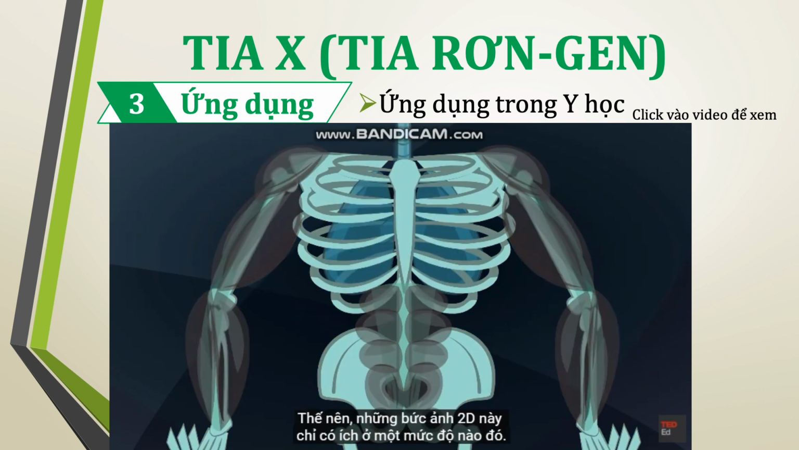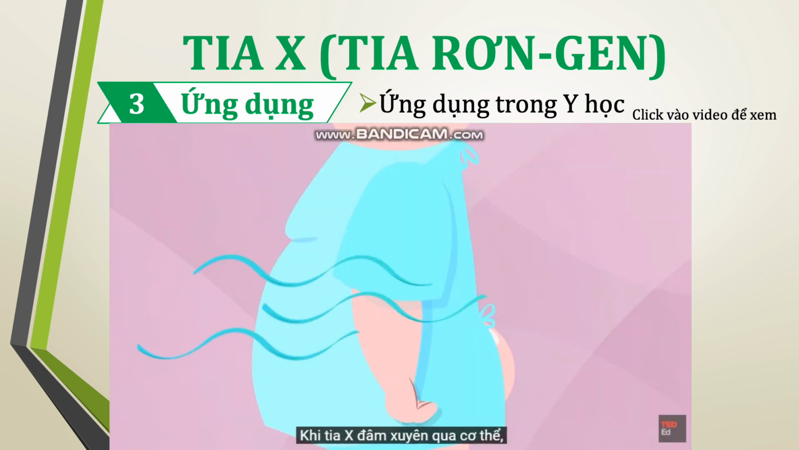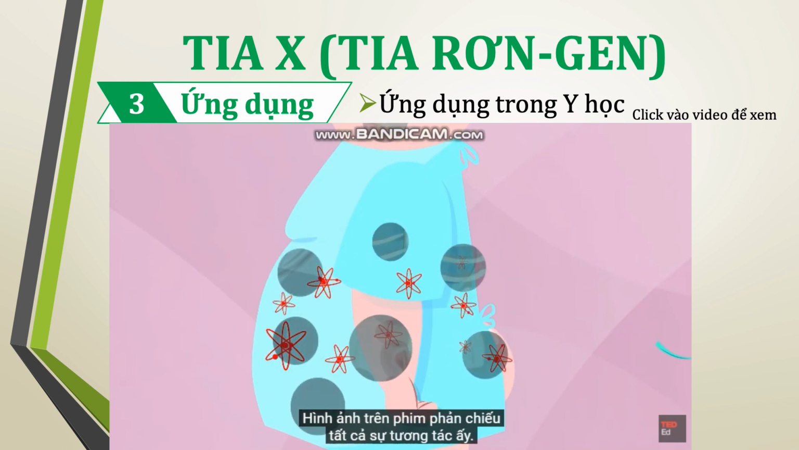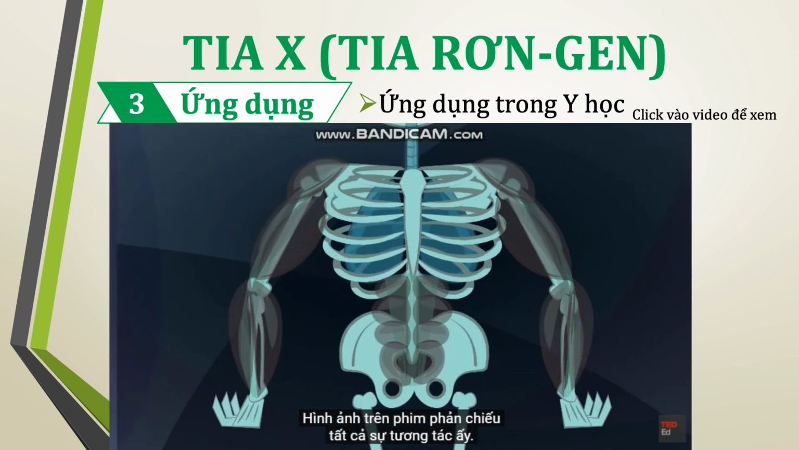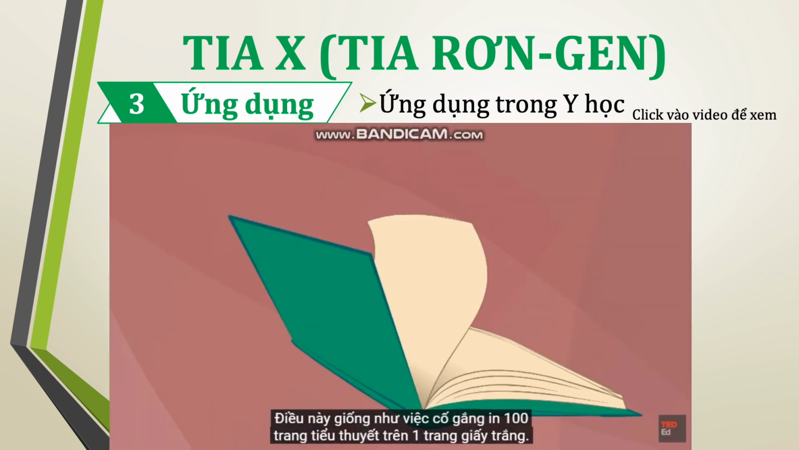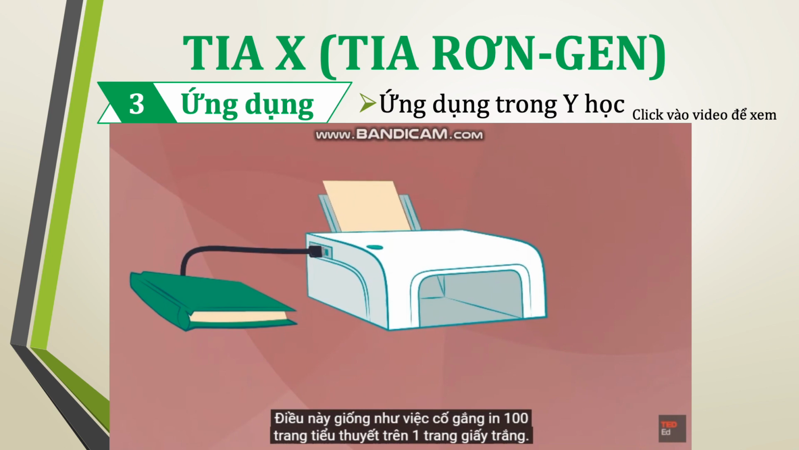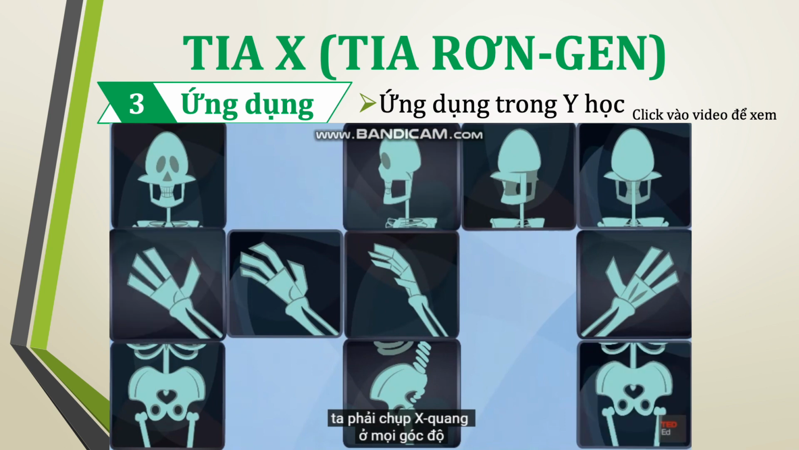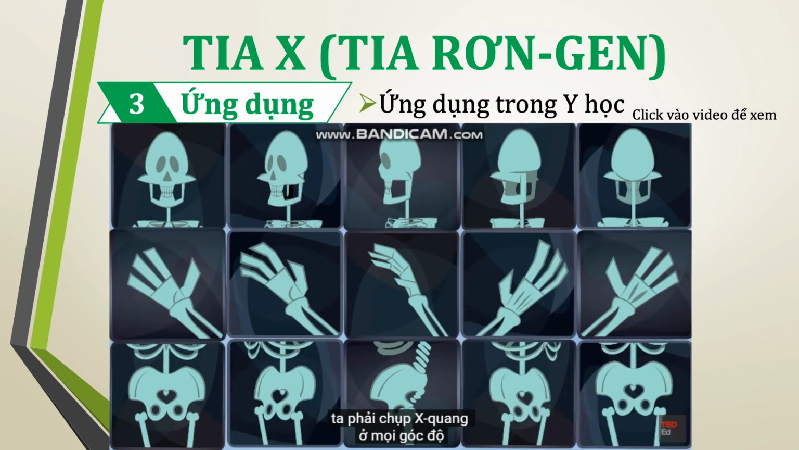These 2D pictures are only useful up to a point, though. When X-rays travel through the body, they can interact with many atoms along the path. What is recorded on the film reflects the sum of all those interactions. It's like trying to print 100 pages of a novel on a single sheet of paper. To see what's really going on, you would have to take X-ray views from many angles around the body and use them to construct an internal image.